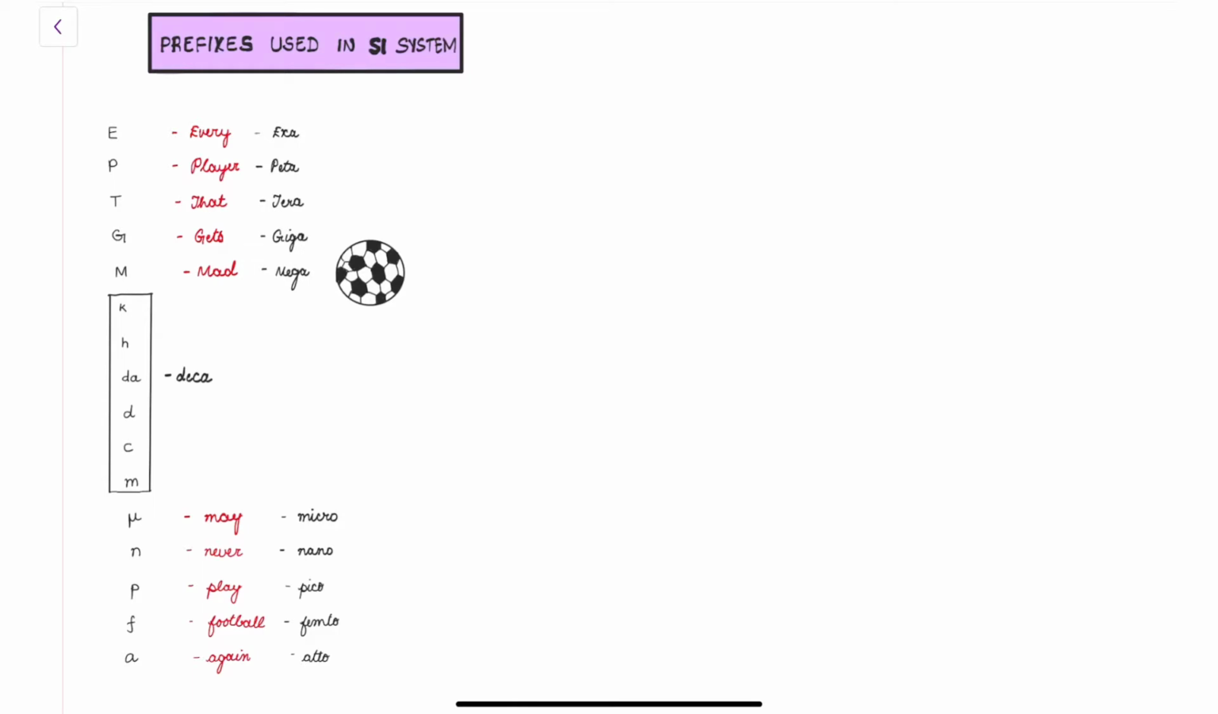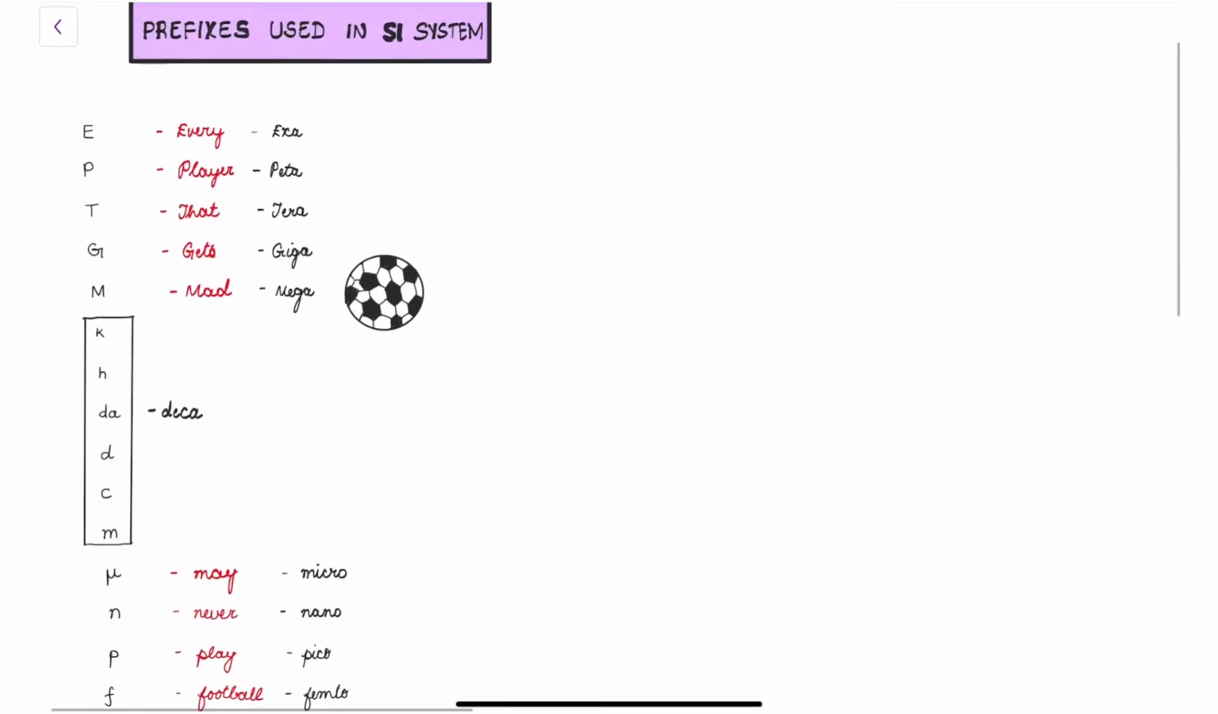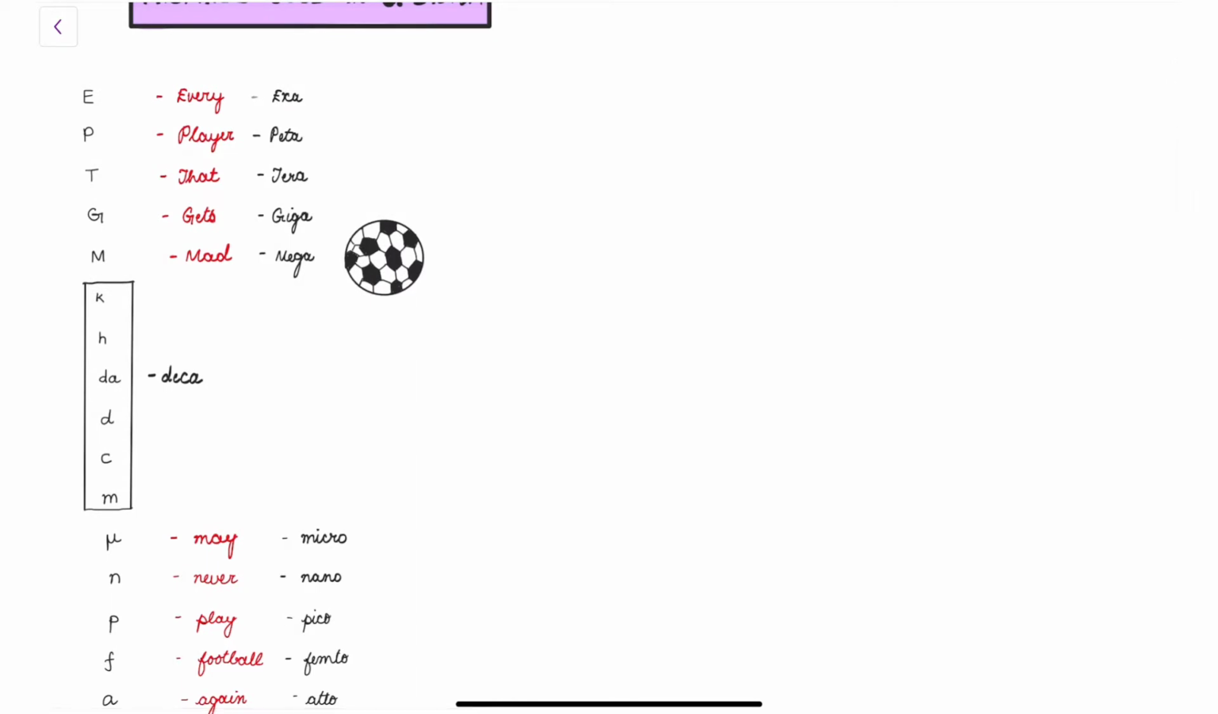Today we are going to see tricks on prefixes used in the SI system. This is from class 11 NCERT Chemistry Chapter 1, Some Basic Concepts of Chemistry. So let's get into the basics of chemistry. The usual prefixes used are all of these. So the trick is: every player that gets mad may never play football again.